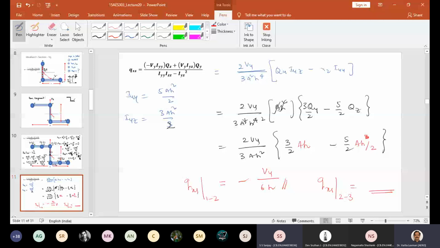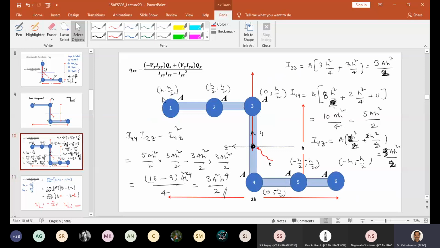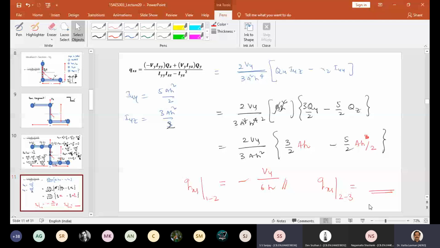Now in 2, 3, we have to include both. Remember, you have to include this area effect, this area effect. Both you have to take, isn't it? What are you getting? 7 by 6 Vy by h, minus, or 2 plus? Check it out. Don't be in a hurry.